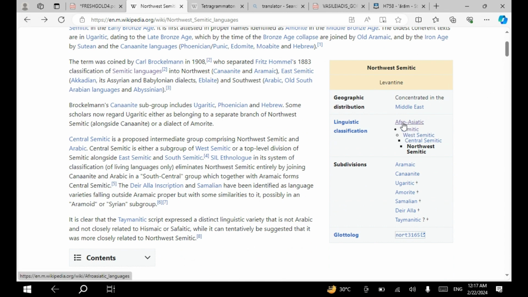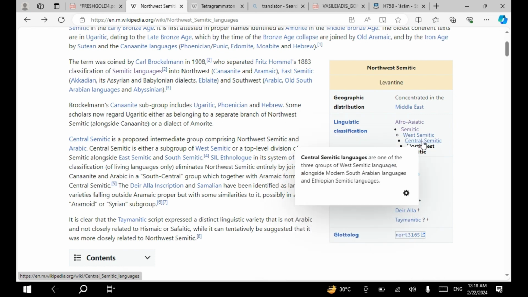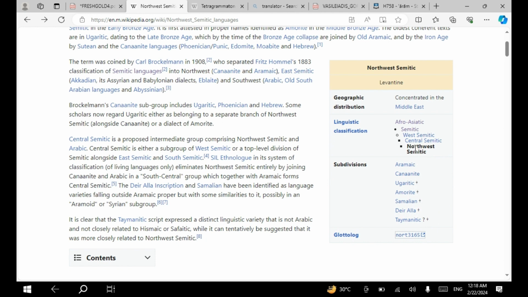Aramaic is a Northwest Semitic language. You see? Afro-Asiatic, Semitic, West Semitic, Central Semitic, Northwest Semitic. This is where Aram lives. He lives in Northwest Africa, in the area of Borno, which is also called Damisak. Let me go directly to show you what I'm saying.